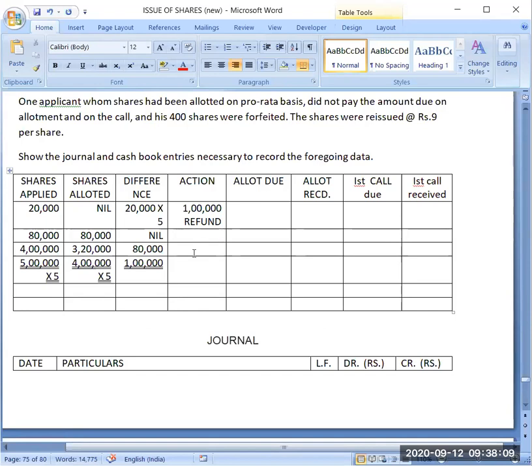Now again I have to decide for this 80,000, and I have to decide it very carefully. Now first question is, in this pro rata allotment category, how many shares have I allotted? Listen to the question carefully. How many shares have I allotted? Yes, 3,20,000. So now first I will check. No, 80,000 is the wrong answer. I have allotted 3,20,000 shares. That's why I was saying listen to the question carefully.